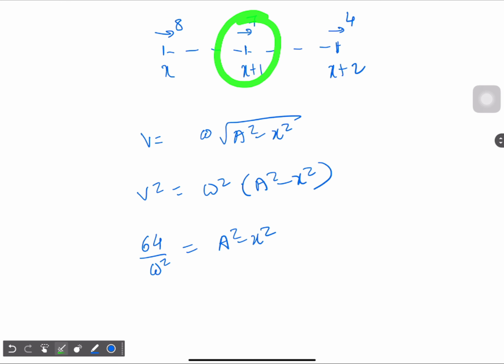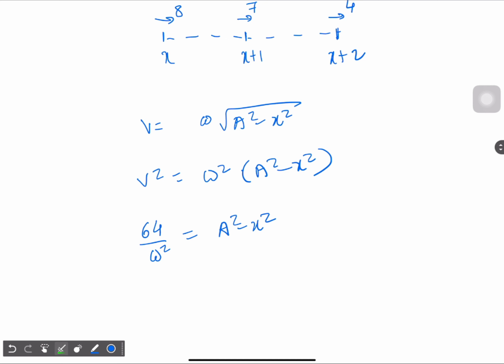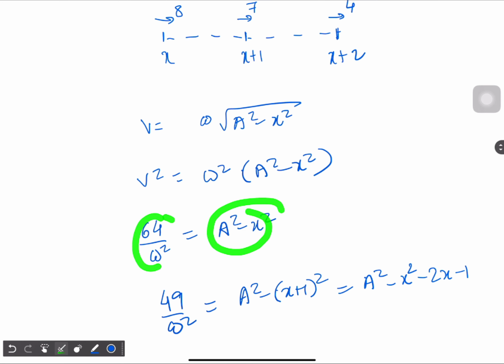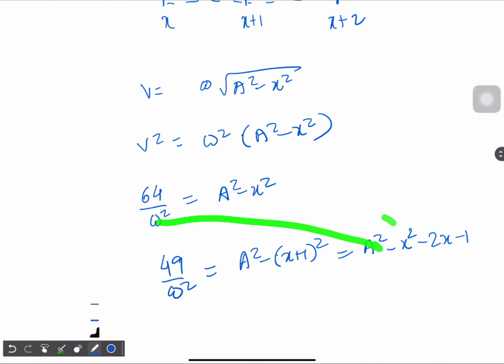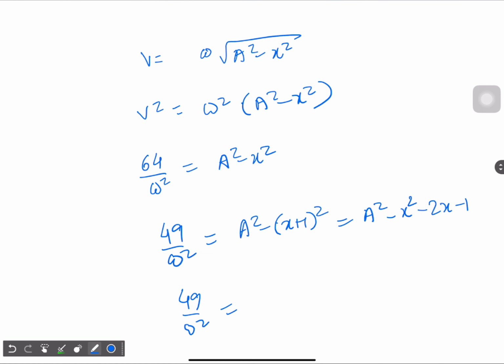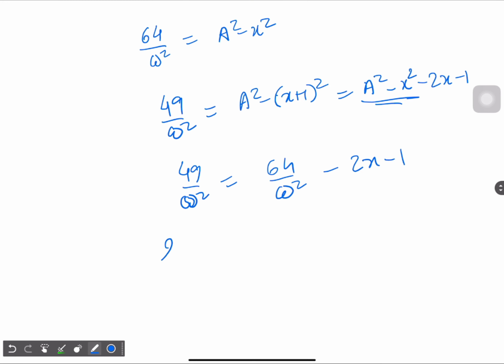In the second case, what do we get? V is 7, so v square will be 49. So 49 by omega square equal to a square minus x plus 1 whole square, and that will be equal to a square minus x square minus 2x minus 1. Now a square minus x square equal to 64 by omega square, that we will put over here. So 49 by omega square is equal to this term replaced by 64 by omega square minus 2x minus 1, or I get 2x plus 1 is equal to 64 minus 49, so that is 15 by omega square.